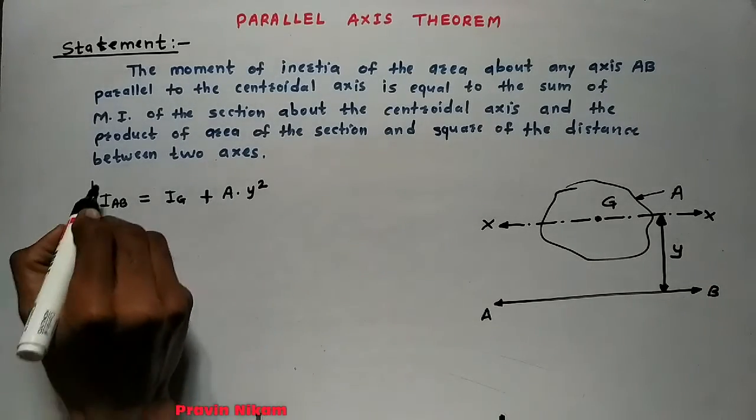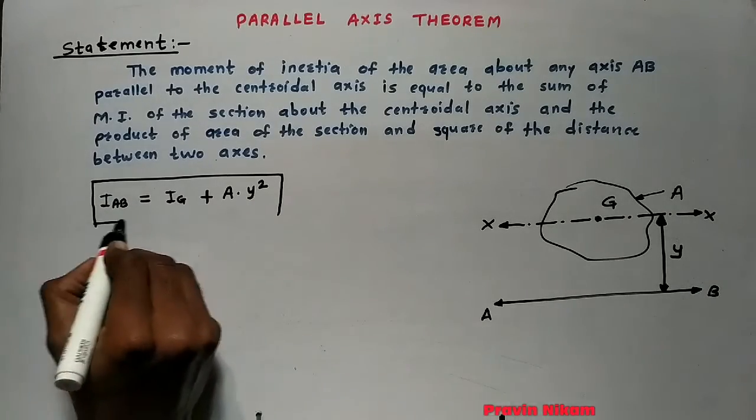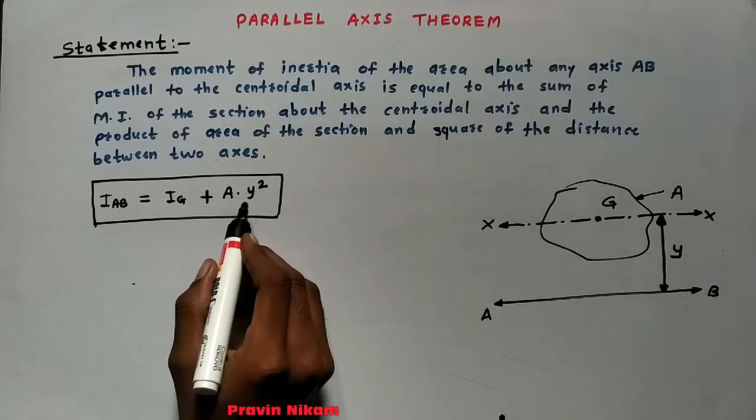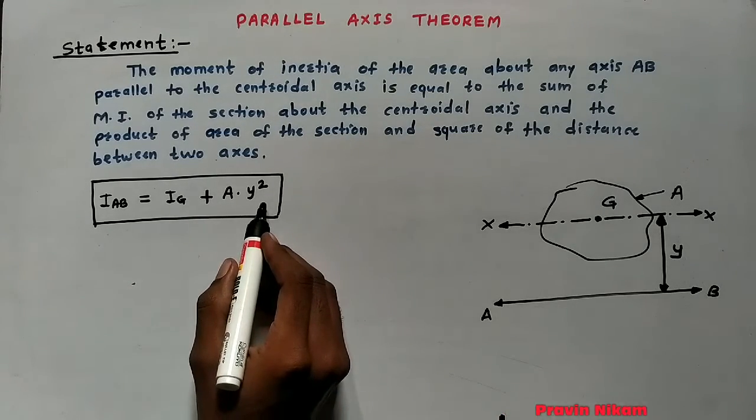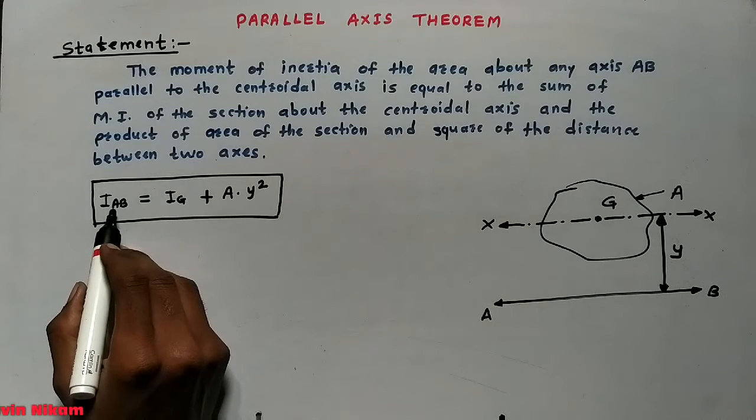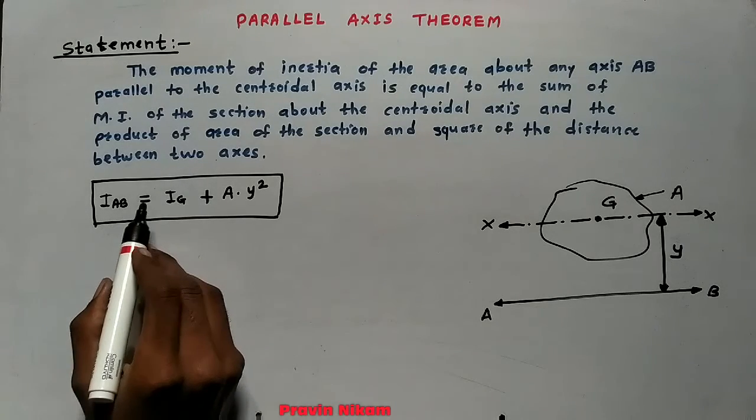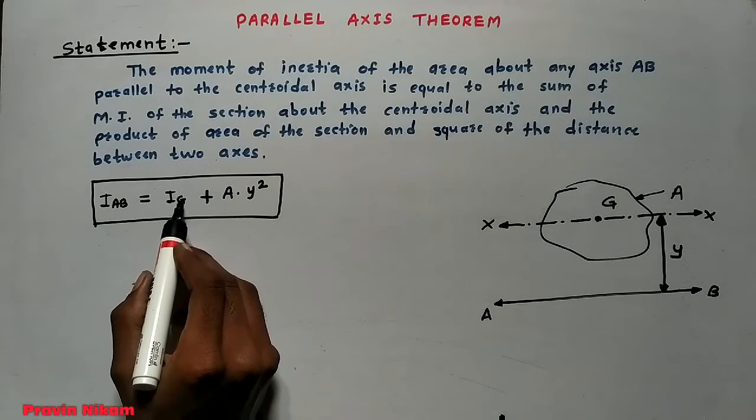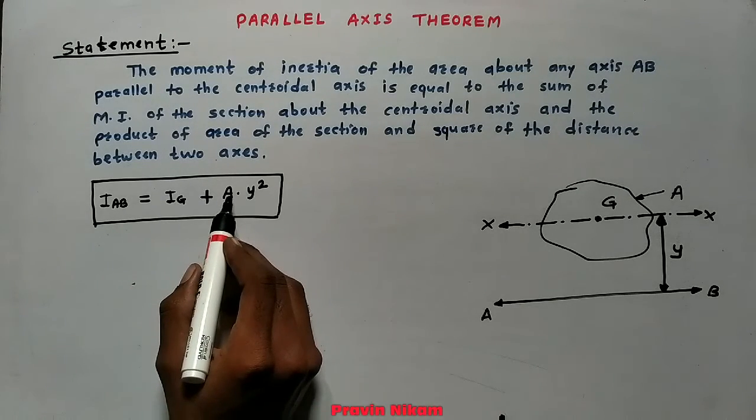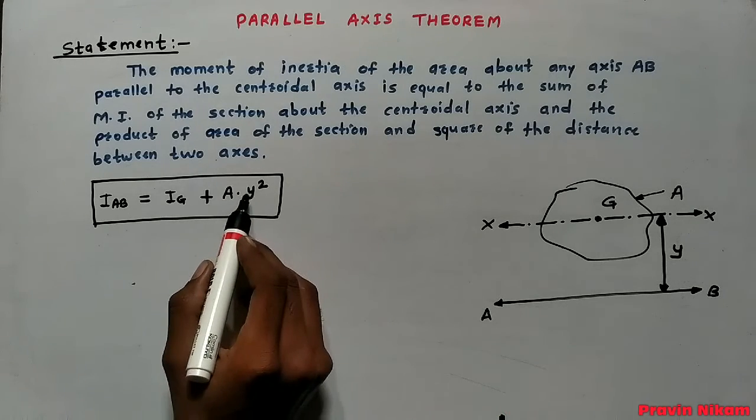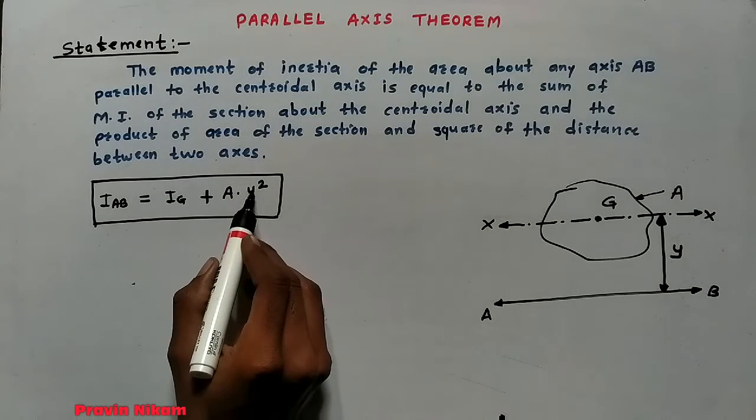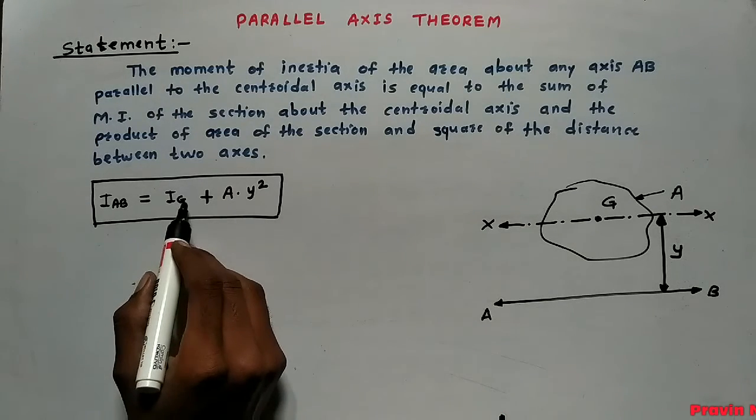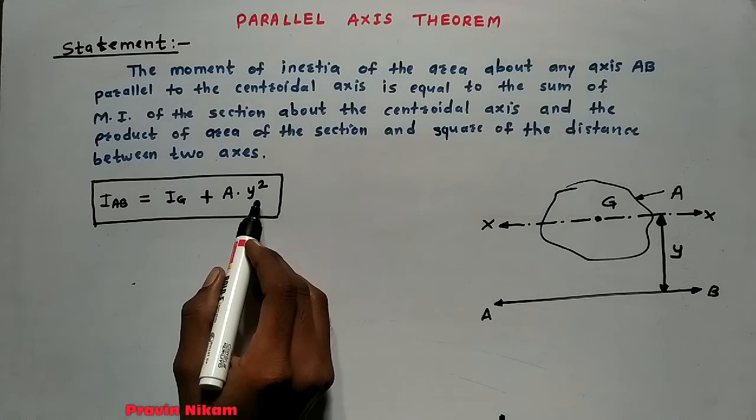So this is the mathematical statement of the parallel axis theorem. That is, IAB is equal to IG plus A into y square. The moment of inertia about any axis AB is the sum of the moment of inertia about the centroidal axis and the product of the area of the section and the square of the distance between the two axes. That is IAB equals IG plus A y square.